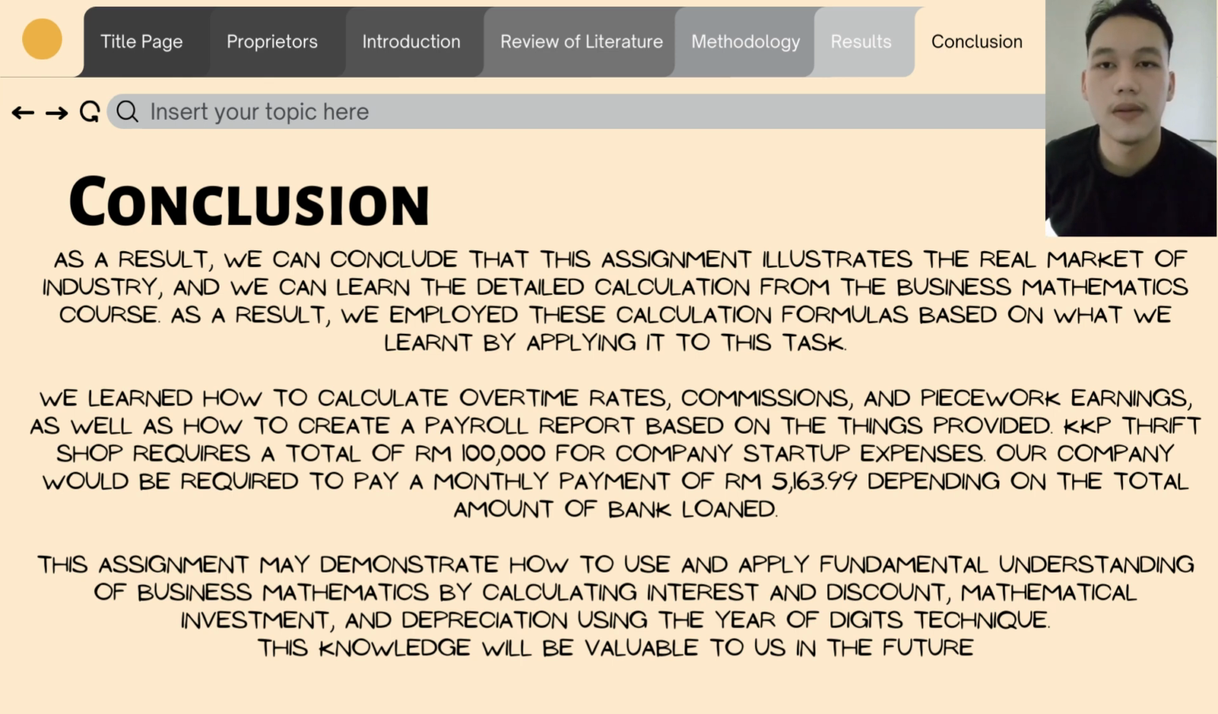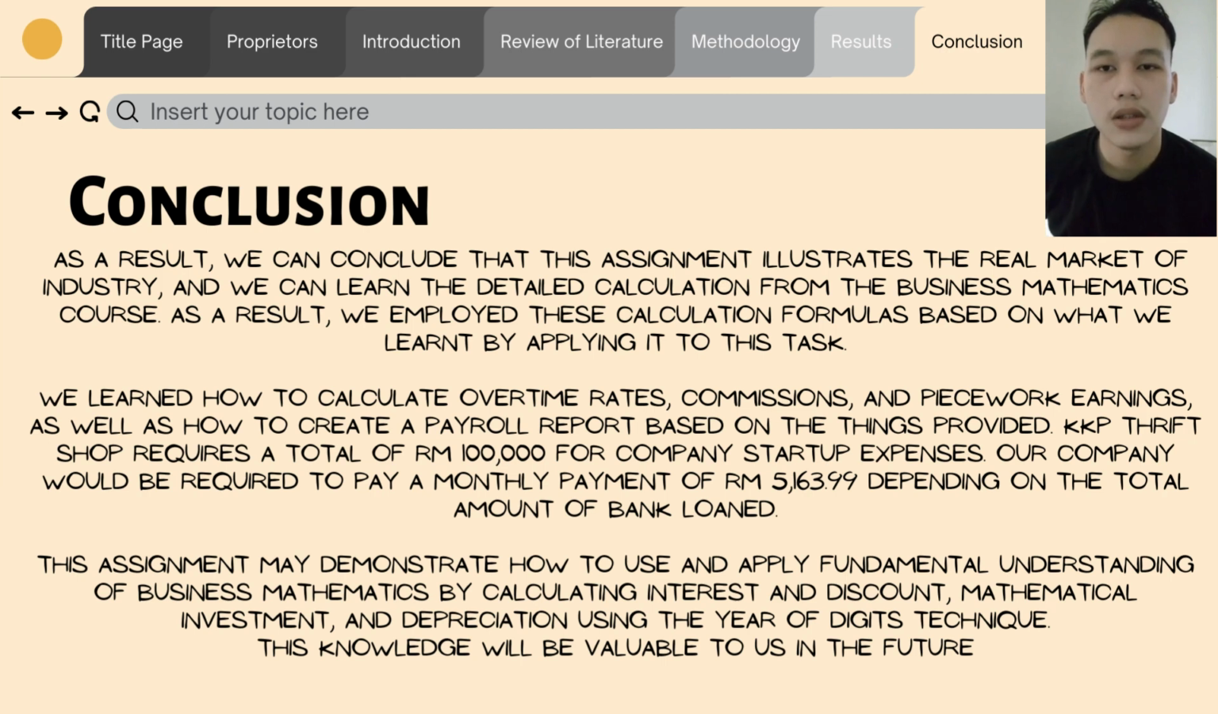So for the conclusion of our assignment, we can conclude that this assignment illustrates the real market of industry. We can learn the detailed calculation from the business mathematics course. We employ this calculation formula based on what we learned by applying it to this task. We learn how to calculate overtime rates, commission, and piecework earnings. As well, we also create a payroll report based on the things provided.